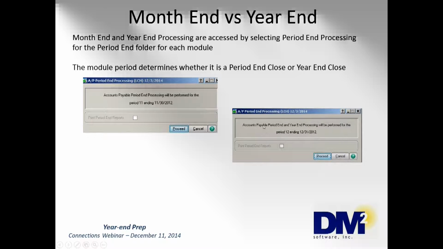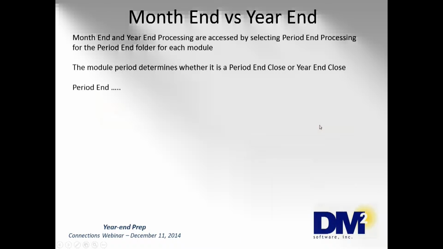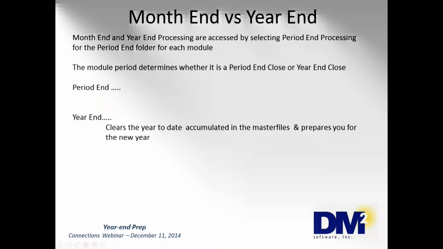However, in this next example, because we're in period 12, it automatically knows that period-end and year-end processing will be performed. So what does that mean? For period end, when you're doing period-end processing, it clears the period-to-date balances and moves them to a prior period for all your modules. For year end, it clears the year-to-date accumulated in the master files.